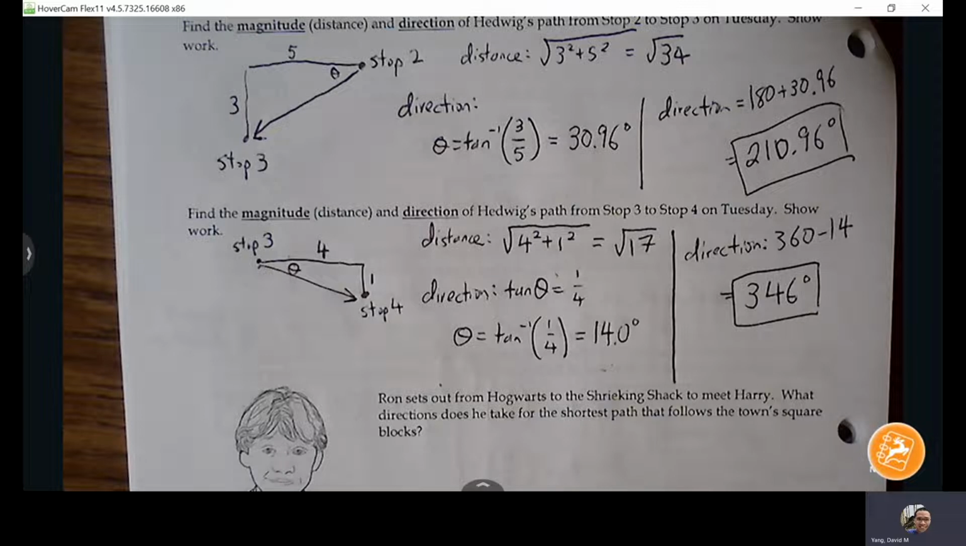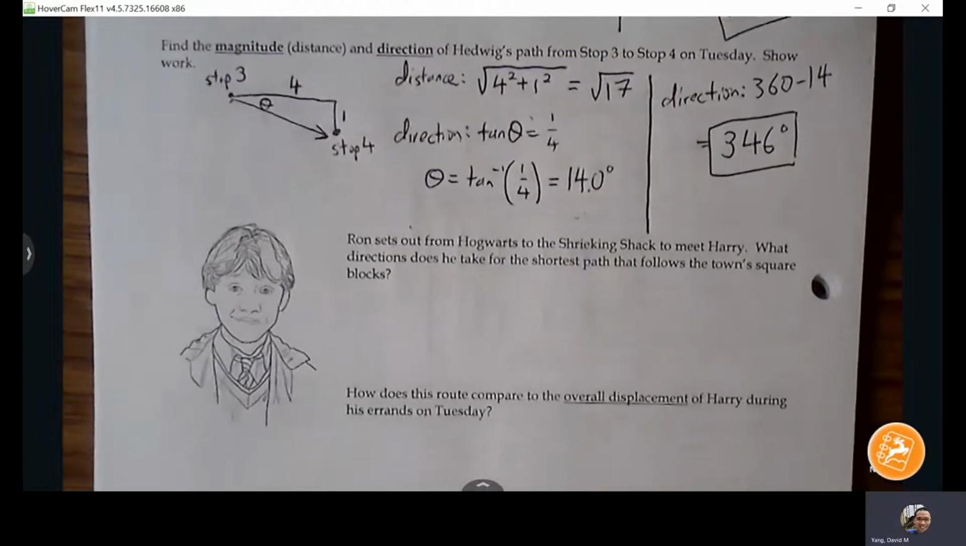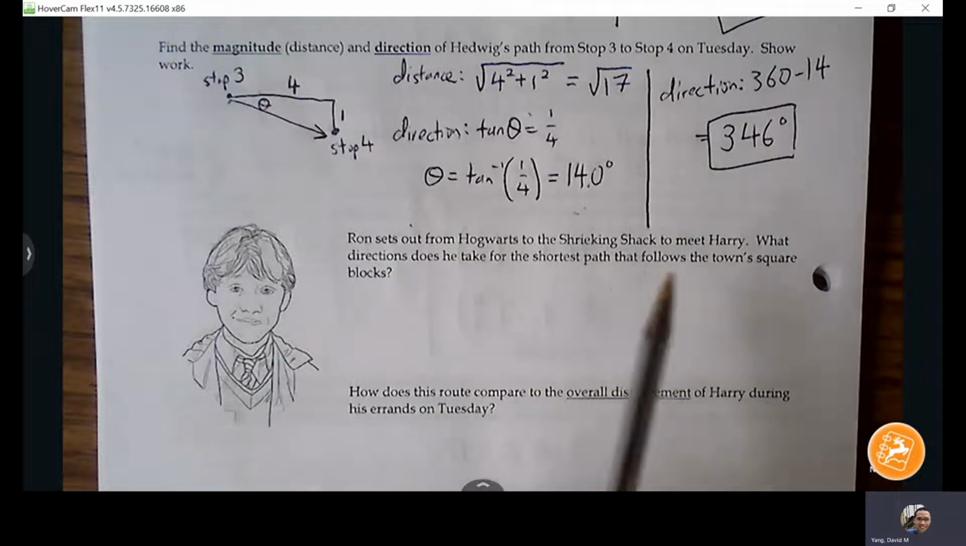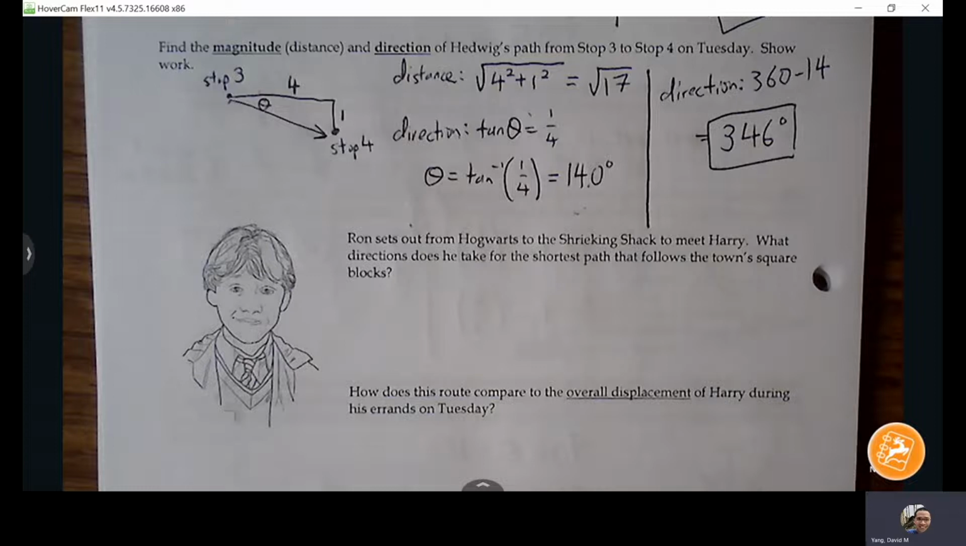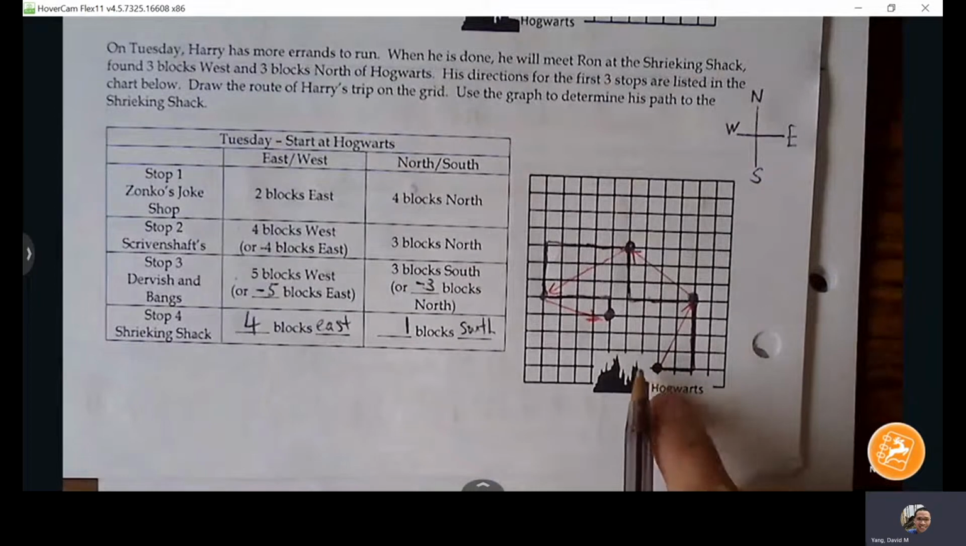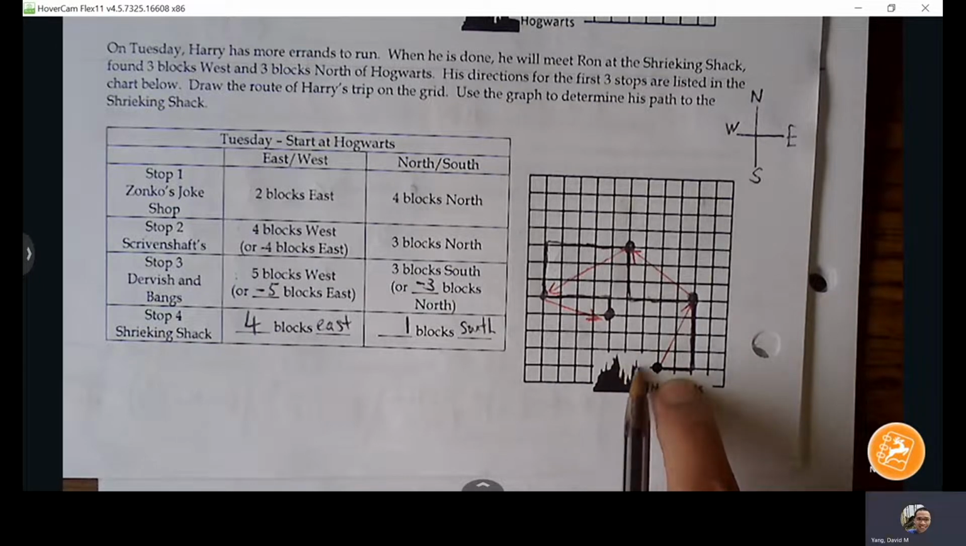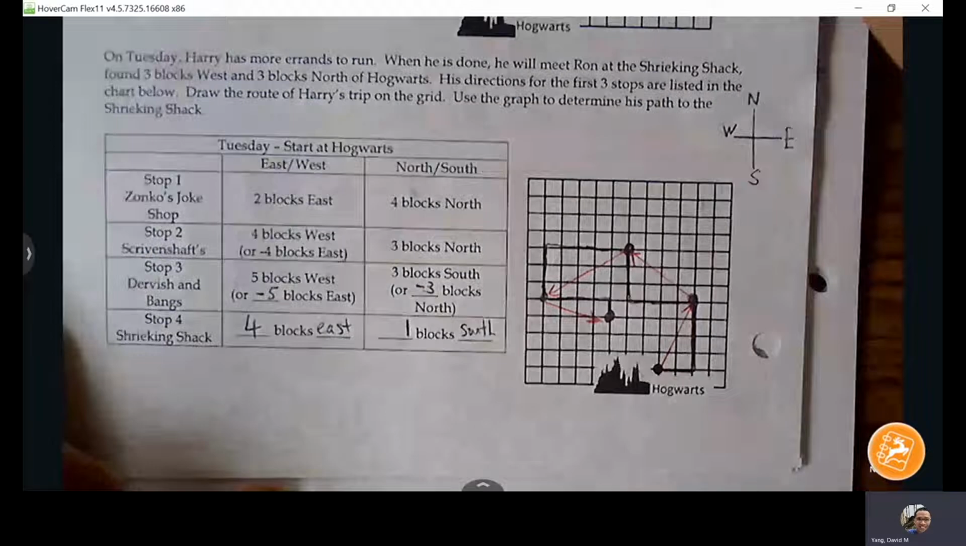Okay, any questions here? All right. Next up, it says Ron sets out from Hogwarts to Shrieking Shack to meet Harry. What direction does he take for the shortest path that follows the town square blocks? So we see if he's going to go from Hogwarts to this fourth stop, he's going to have to go 3 blocks west. Is that right? Yeah, 1, 2, 3. Yeah, 3 blocks west and 3 blocks north. Okay.